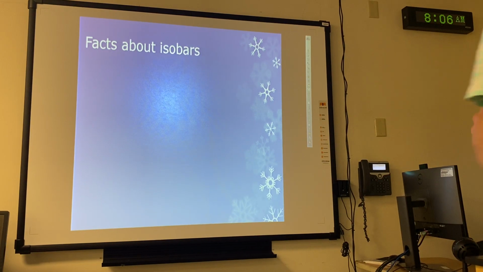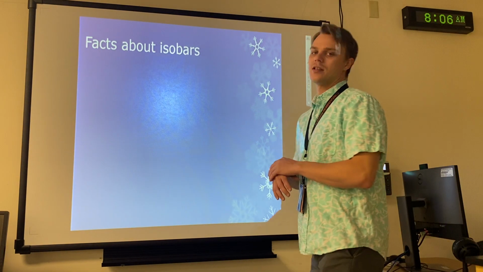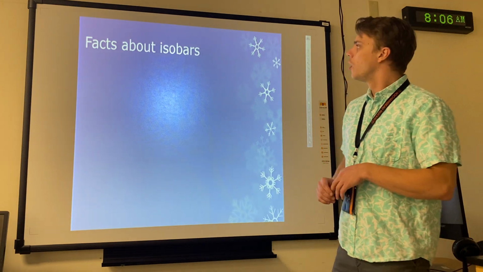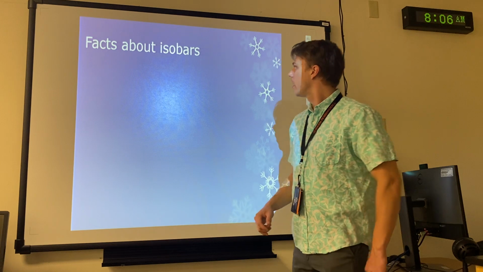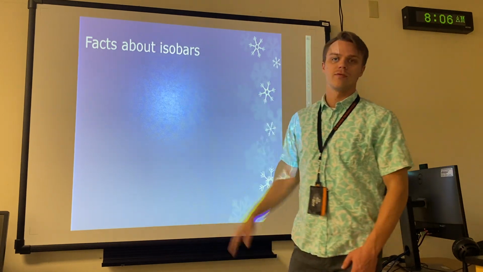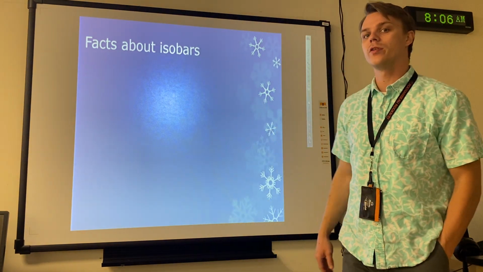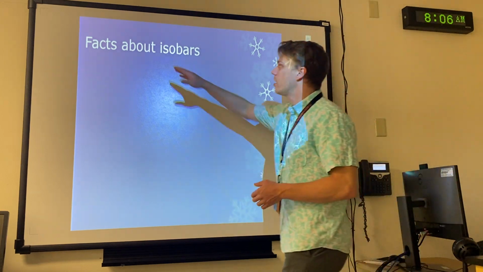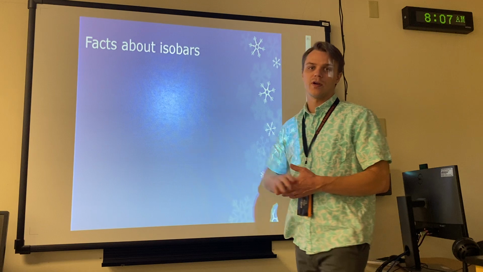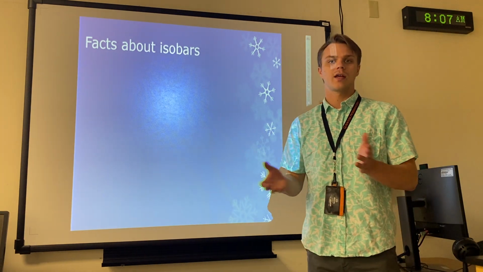All right, so today we're going to be going over the concept of isobars. Remember that iso means same or equal, and bars represents air pressure. So what we're going to be doing is drawing lines that connect points of equal air pressure. Iso is equal, bars is pressure: equal pressure. So we're just connecting the areas of equal pressure.